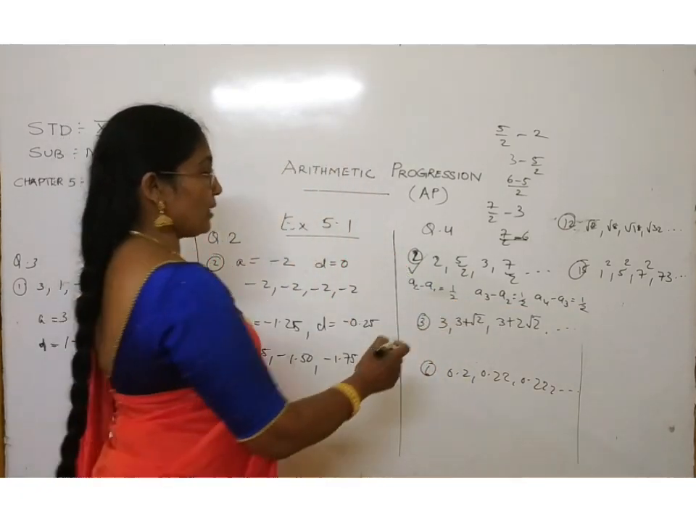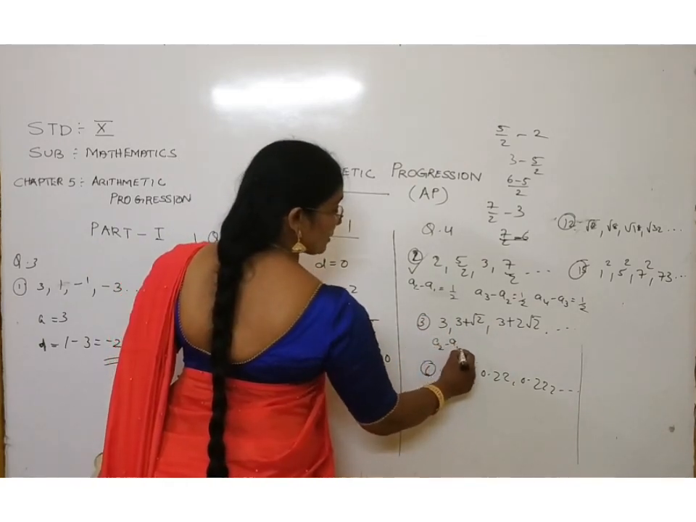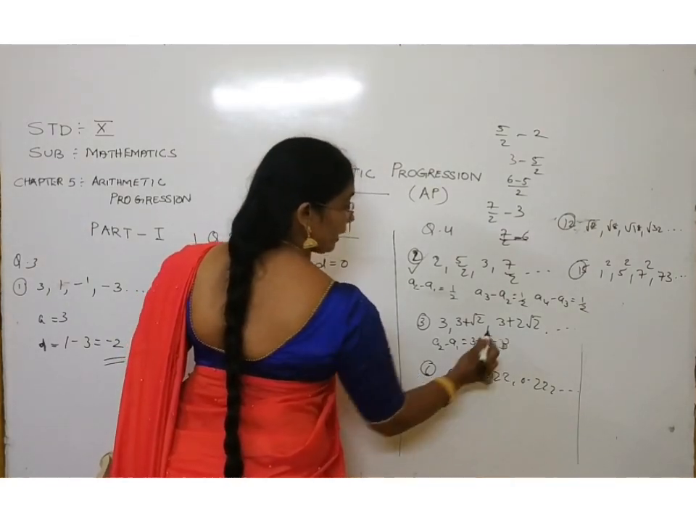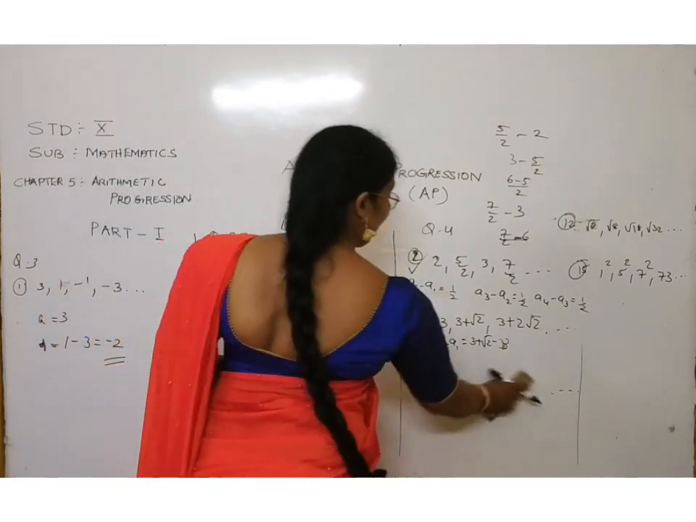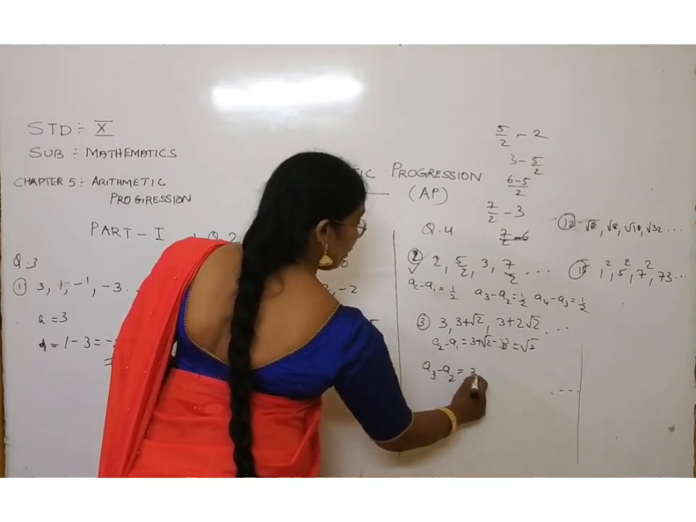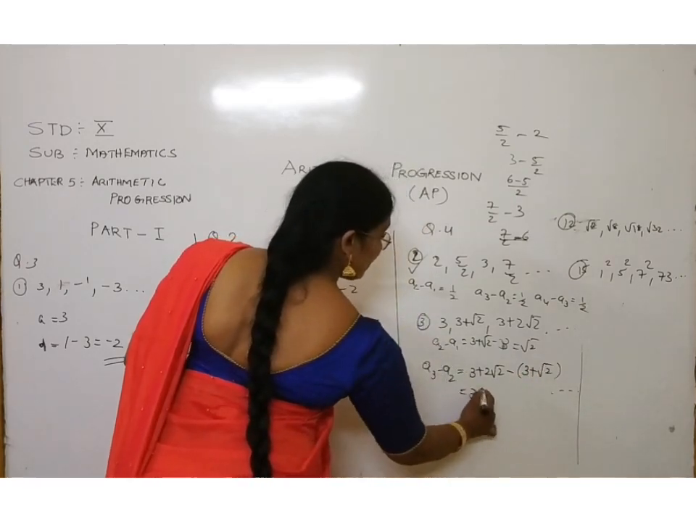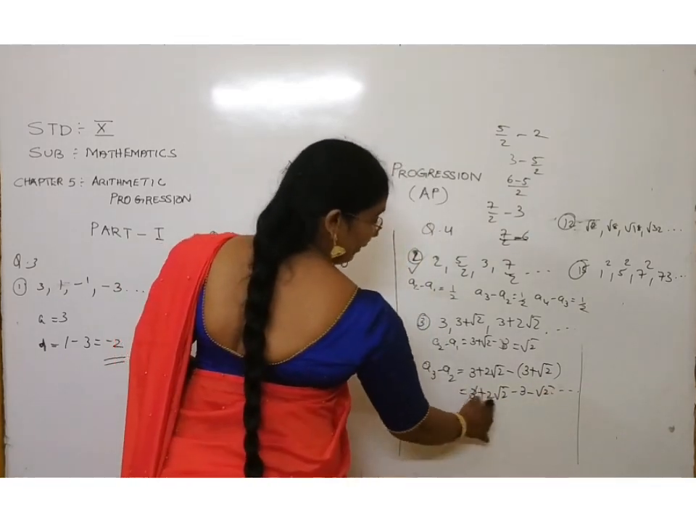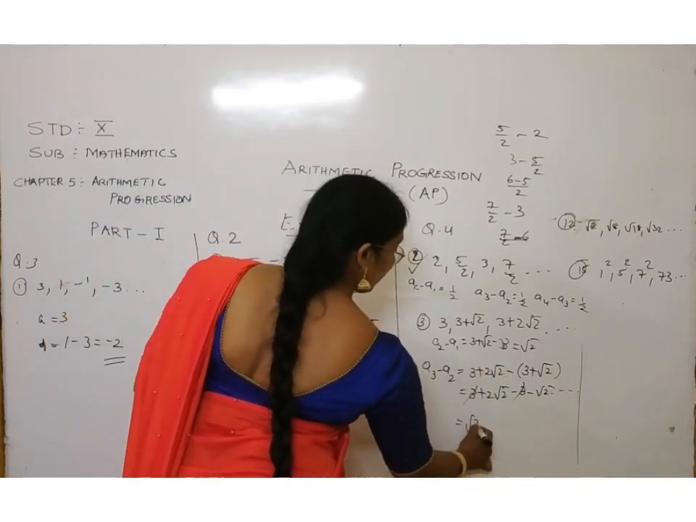Next one, 3 plus root 2, 3 plus 2 root 2, etc. Here also we have to take A2 minus A1. A2 minus A1 will be 3 plus root 2 minus 3. What's the answer for that? 3 plus root 2 minus 3 is equal to root 2. What is A3 minus A2? 3 plus 2 root 2 minus of 3 plus root 2. That means 3 plus 2 root 2 minus 3 minus root 2. So here 3 and minus 3 cancel. 2 root 2 minus root 2, you are going to get the answer root 2.